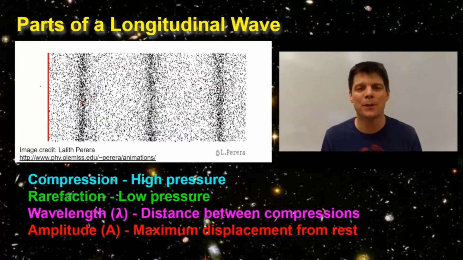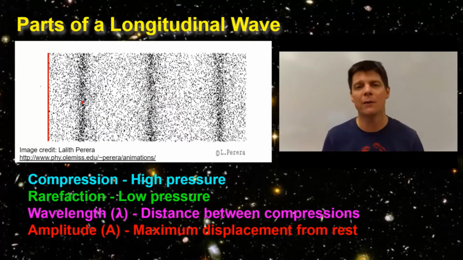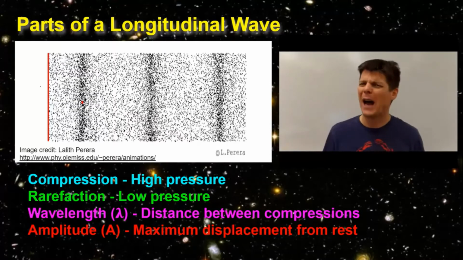Now let's talk about amplitude. Amplitude is what's going to determine the volume of a sound wave. If I have a higher amplitude, it's a louder sound. If I have a lower amplitude, it's going to be a softer sound. So how do we even measure amplitude? Well, let's define it first.